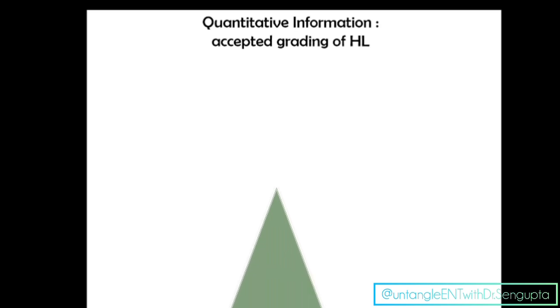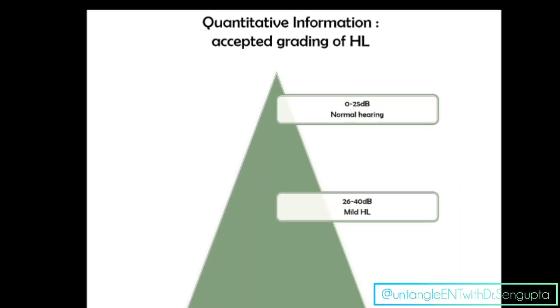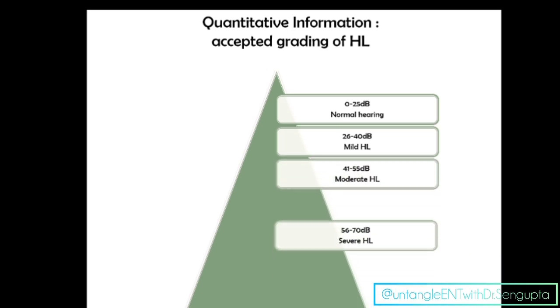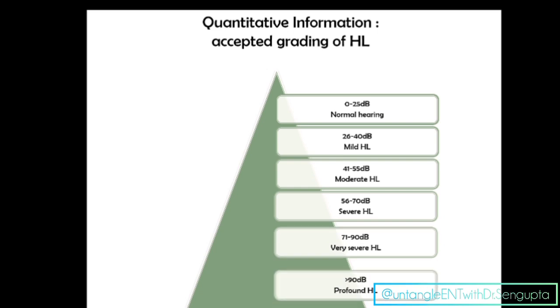Now let's get some basics. As we all know, this is a quantitative information which is the accepted grading of hearing loss. Where we know 0 to 25 decibel is normal hearing, 26 to 40 decibel is considered as mild hearing loss, 41 to 55 decibel as moderate hearing loss, 56 to 70 decibel as severe hearing loss, 70 to 90 decibel as very severe hearing loss, and more than 90 decibel as profound hearing loss.